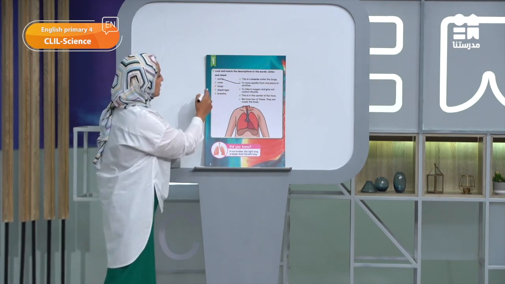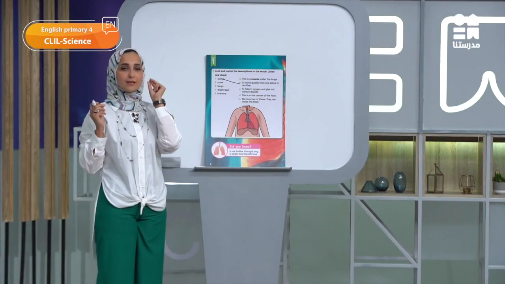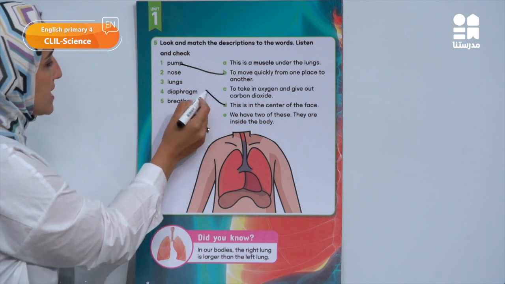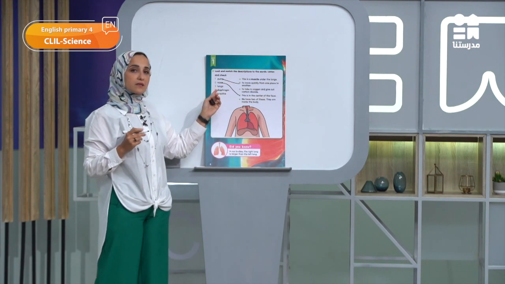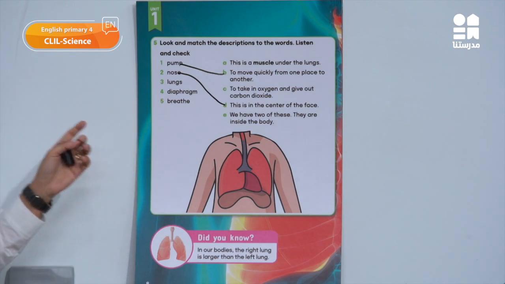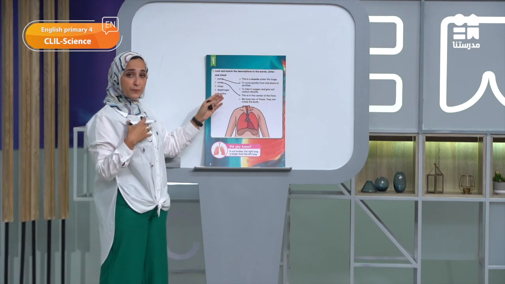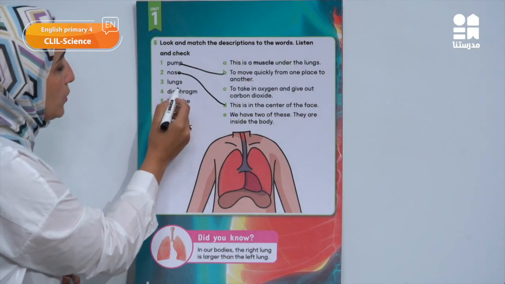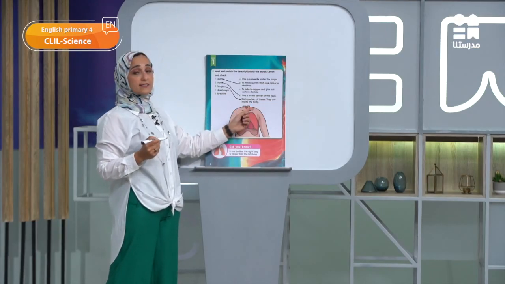Super. So the nose is the center of the face. Yes, right here in the center of your face. Very good. So number 2 with D. What about number 3? The lungs. Exactly. We have 2 of these and they are inside the body. Draw a line from number 3 to letter E. So, lungs. We have 2 of these and they are inside the body.